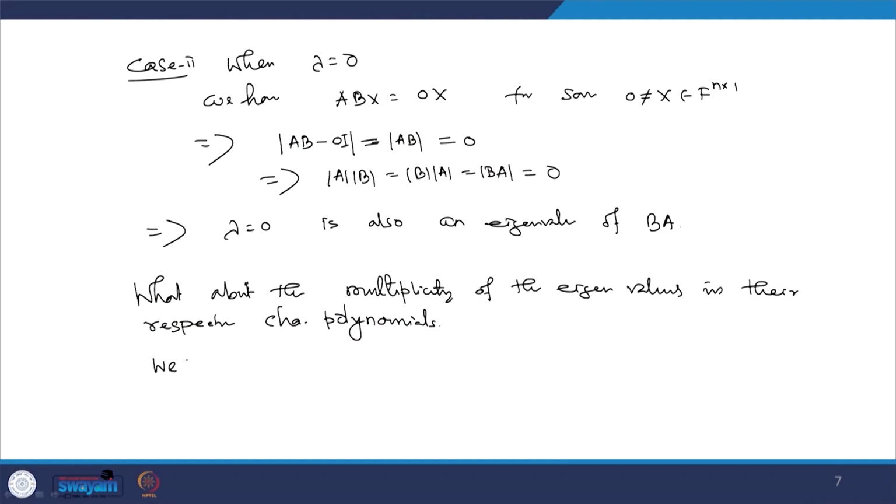We have the determinant of xI minus BA. This matrix I can write down like this, where I is an identity matrix of order n by n, then BA and x times I.